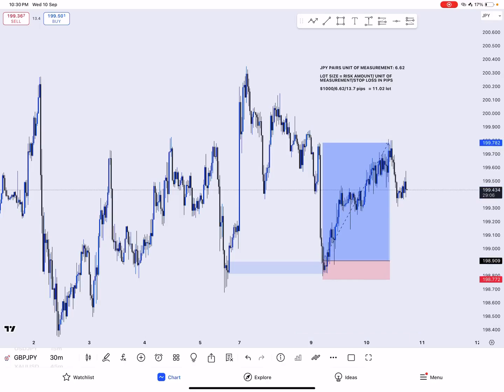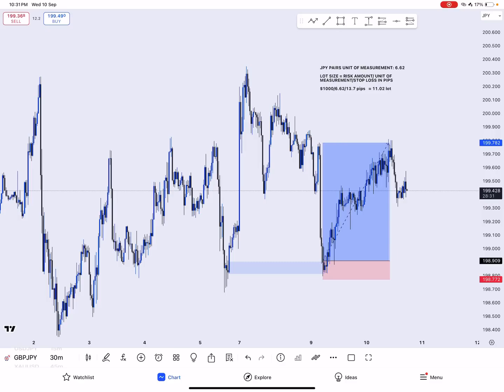So for JPY pairs, the unit of measurement is 6.62, and the lot size formula is your risk amount in USD, which is $100, $1,000, $500, divided by the unit of measurement, 6.62, then divided by your stop loss in pips. If you are risking $1,000 and the stop loss for this trade was 30 pips, it will be $1,000 divided by 6.62 divided by 30 pips stop loss, which will give you 5 lot size.